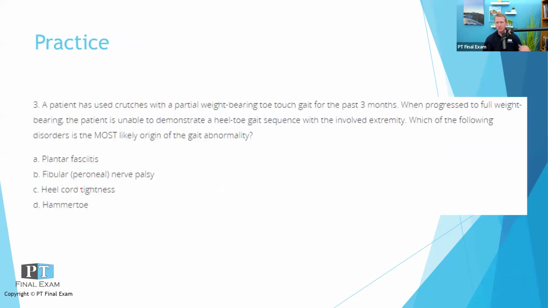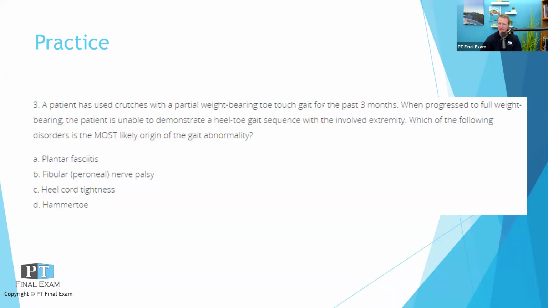So let's practice this one together. What I'll do is we'll read it together and I'll ask for your response. You'll see a little poll box jump up in front of you about which one is the correct answer. Patient has used crutches with a partial weight-bearing toe-touch gait for the past 3 months. When progressed to full weight bearing, the patient is unable to demonstrate a heel-toe gait sequence with the involved extremity. Which of the following disorders is the most likely origin of the gait abnormality? So we've got a patient with crutches that's been partial weight bearing, toe-touch gait for 3 months.